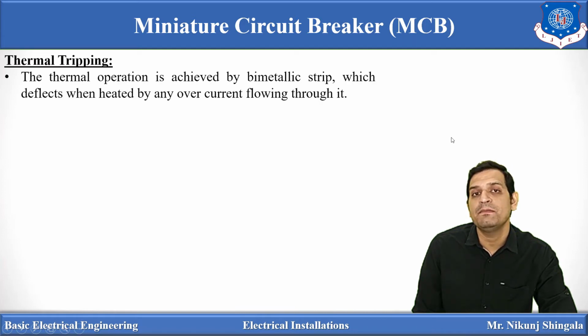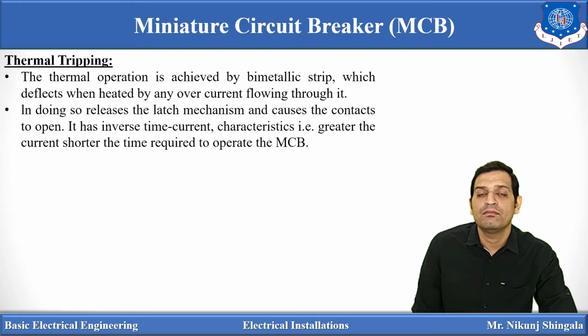Thermal tripping is basically done by a bimetallic strip, which is a strip made up of two materials. The bimetallic strip deflects when it is heated by current flowing through it. So when an excessive amount of current flows through the bimetallic strip, it gets deflected, it gets bent. When it gets bent, it will release the latch mechanism and cause the contacts to open. It has the property of inverse time current characteristic. That is, the greater the current, the shorter the time required to operate. So with more current, it will operate in a short time.